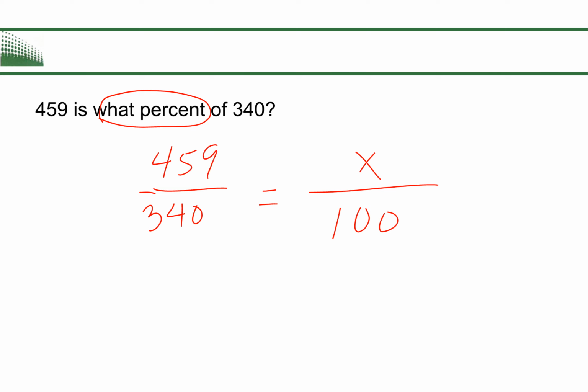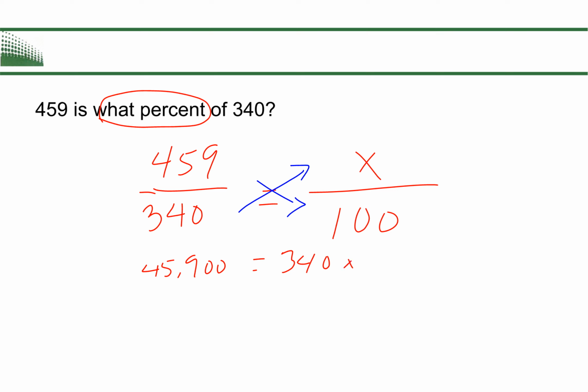This is what I talked about on the previous slide. Don't just assume your smaller number goes on top. If you're talking about percent growth in your business or in real world applications, sometimes it's a good thing to have over 100%. So again, we're going to follow the same steps as the previous one. We're now going to cross multiply both ways. 459 times 100 gives me 45,900, equal to 340x.